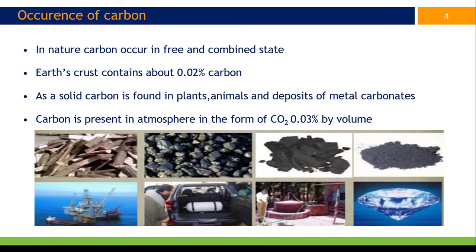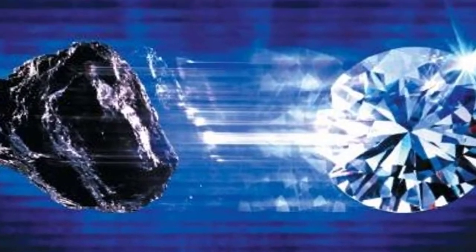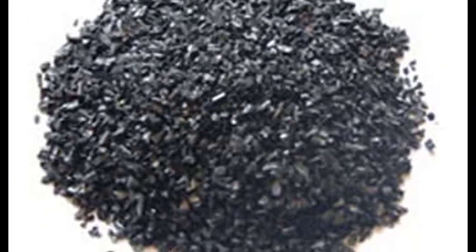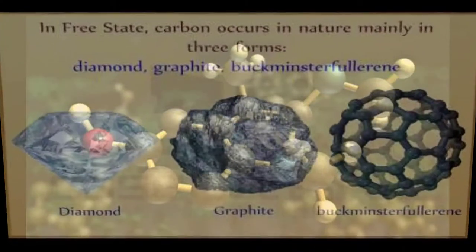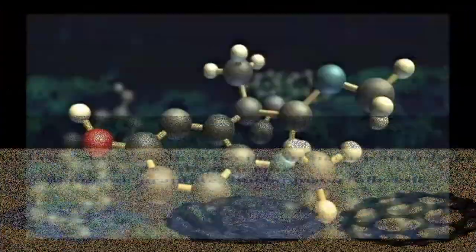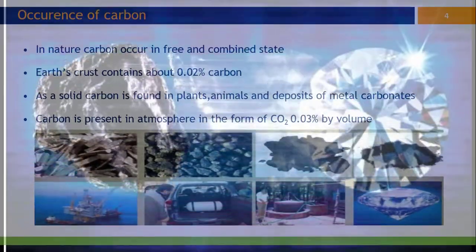Occurrence of carbon. In nature, carbon occurs in free and combined states. Earth's crust contains about 0.02% of carbon. As a solid, carbon is found in plants, animals, and deposits of metal carbonates. Carbon is present in the atmosphere in the form of carbon dioxide, 0.03% by volume.